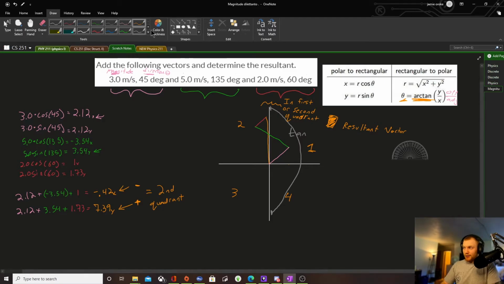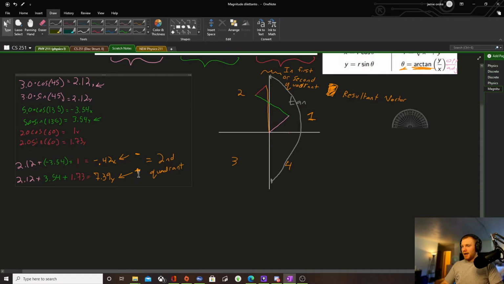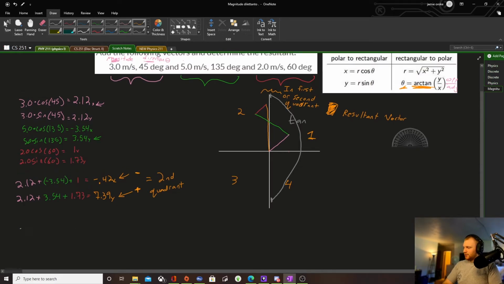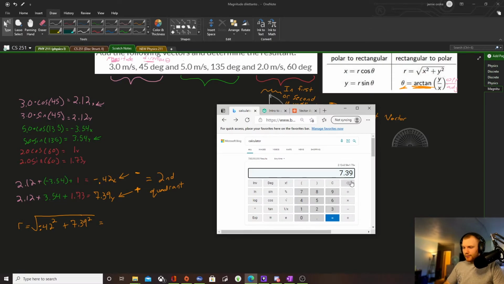So we're gonna go ahead and get the magnitude. The magnitude doesn't really matter too much. It's just we have r equals the square root of 0.42 squared. You say negative, it'll give us the same answer, plus 7.39 squared. Now this is going to equal, we'll go ahead and just put it in the calculator real quick.